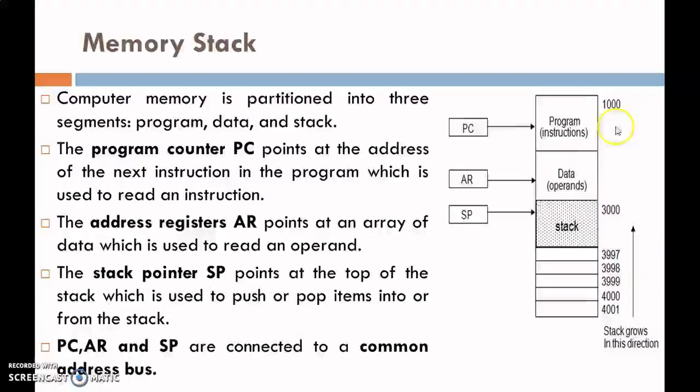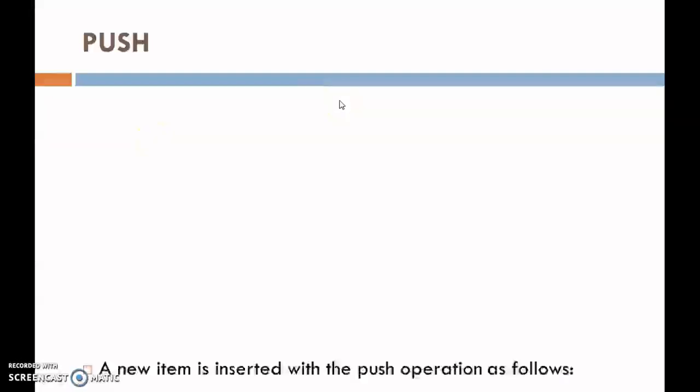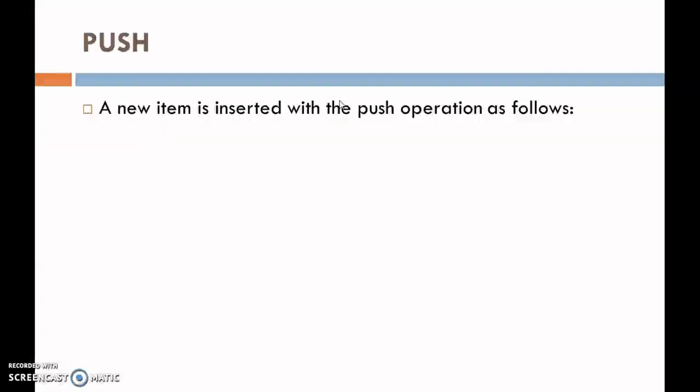Now the three registers PC, AR and SP are connected with a common address bus to communicate with each other. Now the push operation. The push operation contains two micro operations. First of all, decrement the stack pointer by 1. Then place the value at that location. That means the content of the data register is placed in M of SP, M for memory.